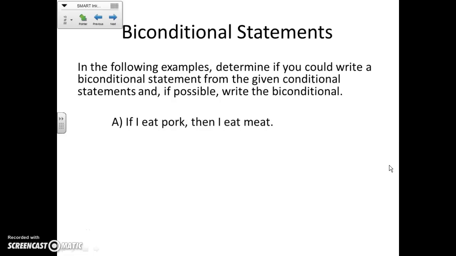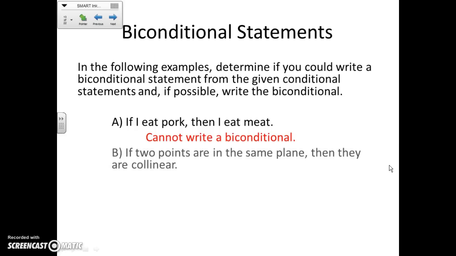If I eat pork, then I eat meat. Well, I cannot write the biconditional because if I reverse that, if I eat meat, then I eat pork, that's not always true. So the truth values don't match, so it's impossible to write the biconditional.